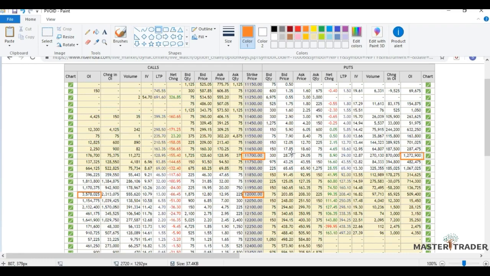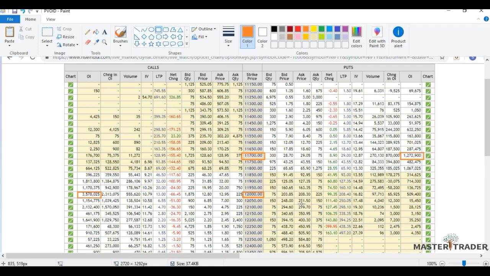Okay, now understand one thing: the data keeps changing, so we need to keep track of the data. For all we know, this number of contracts may come to 12,100, and then this can become our next major resistance, right? So this data will keep changing throughout the day, so we need to keep an eye on that.